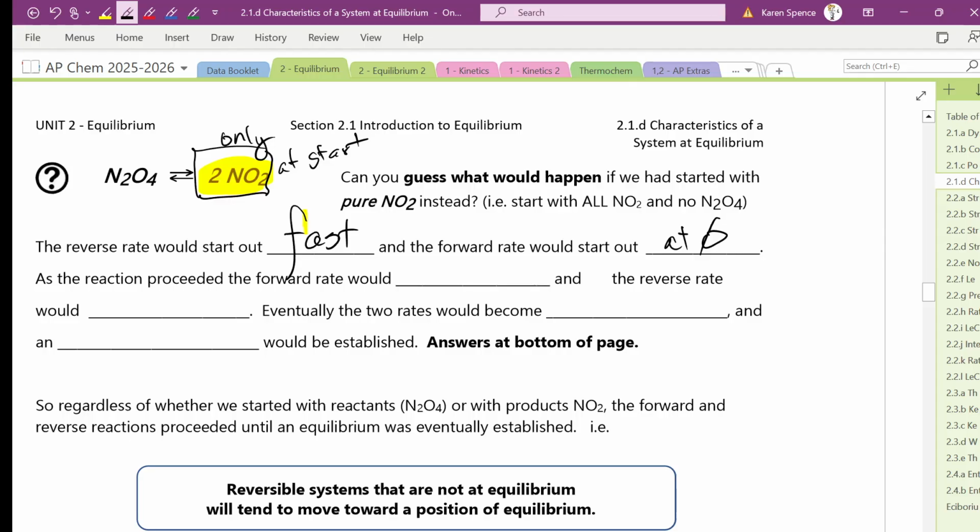Now, as the reaction proceeds forward, what would happen to the forward rate? Decrease? Increase. Well, the forward rate started out at 0. It cannot but increase. The reverse would decrease. Yep. And the reverse would decrease. Eventually the two rates will become the same, and equilibrium will be established.